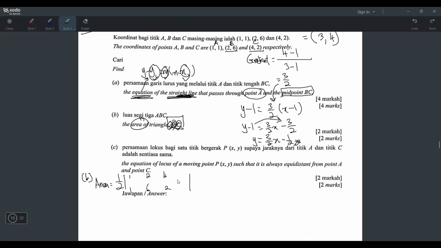Write it like this. But before you tutup the modulus, you have to repeat the first one, which is 1 1 like that. Okay, now you can continue, and the way to do it is you have to darab silang. Start from atas, start from the number atas, and then you darab silang like this. So 1 times 6, 6, plus 2 times 2, 4, plus 4 times 1, 4, minus.